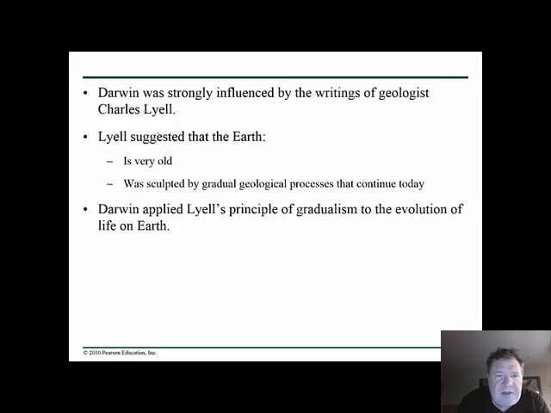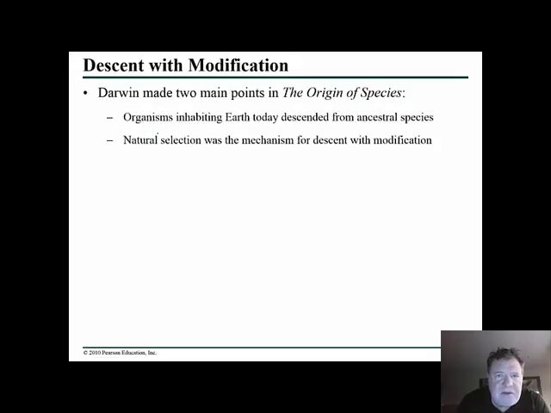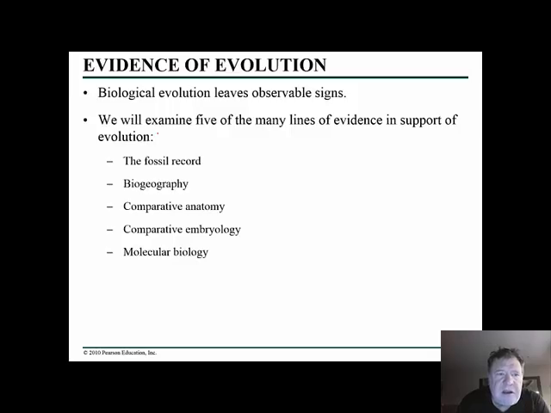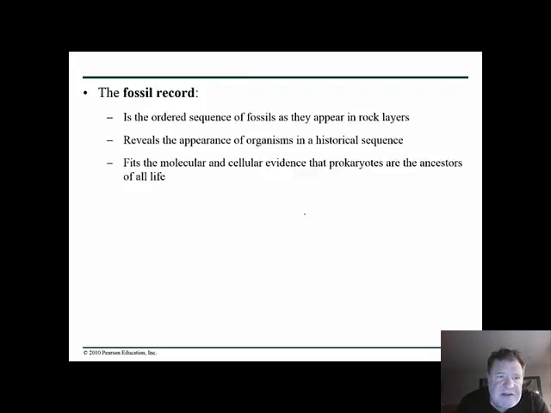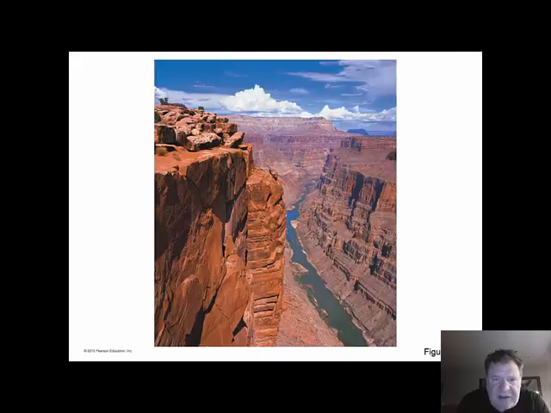Darwin was a long time ago, and this has been an interesting ride. The evidence of evolution that Darwin looked at is the fossil record, biogeography, comparative anatomy, comparative embryology, and my favorite, molecular biology, which I think is a lot more straightforward. Fossils are imprints or remnants of organisms that lived in the past, often found in sedimentary rocks. The fossil record is incomplete for a number of different reasons.